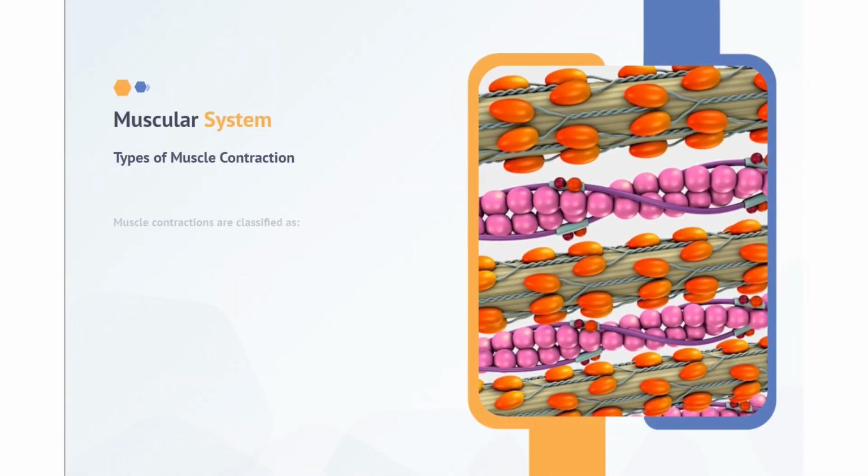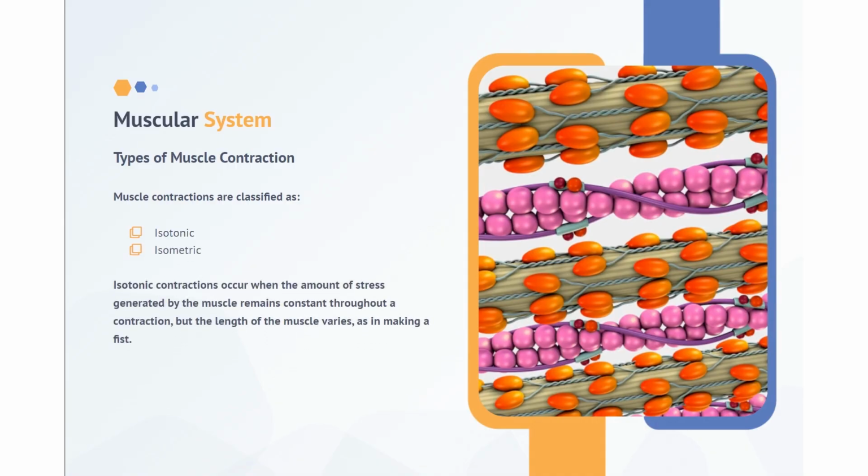Types of muscle contraction. Muscle contractions are classified as isotonic, isometric. Isotonic contractions occur when the amount of stress generated by the muscle remains constant throughout a contraction, but the length of the muscle varies, as in making a fist.